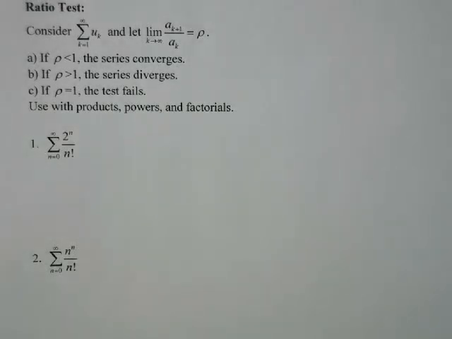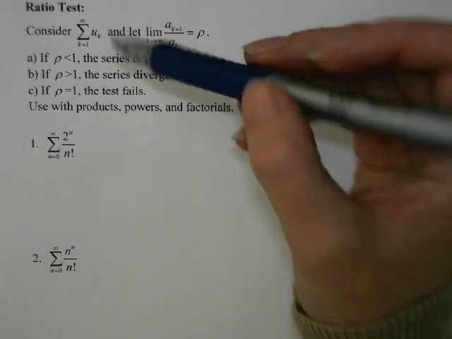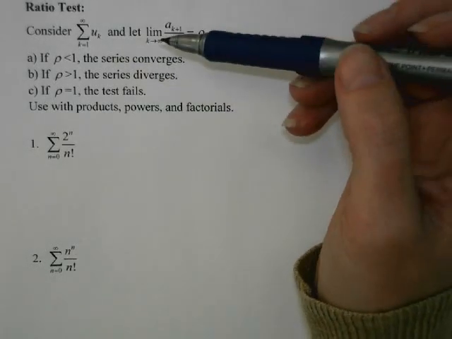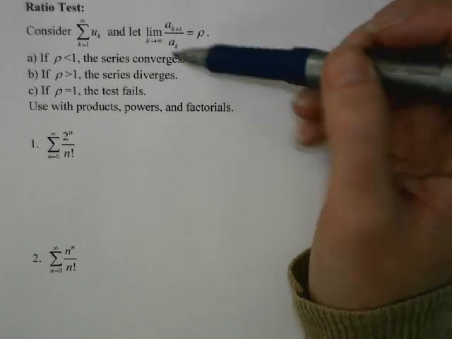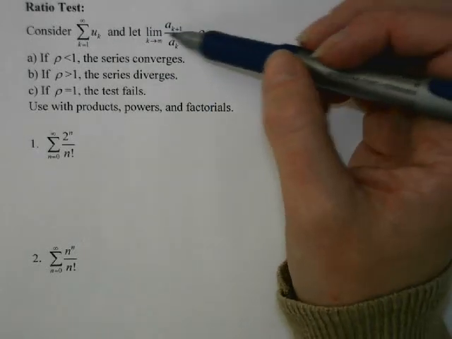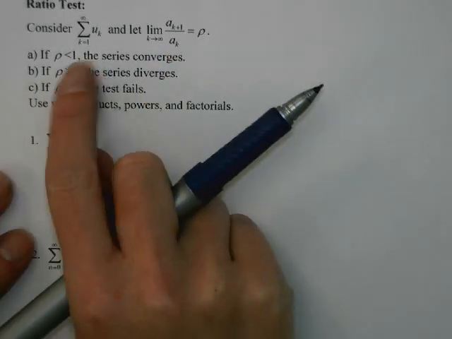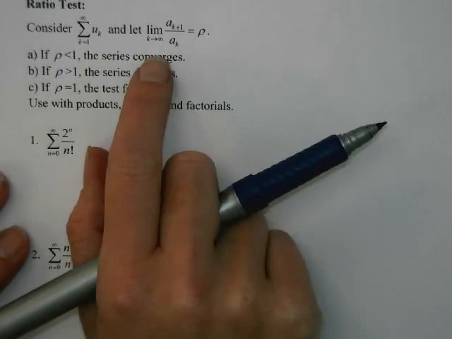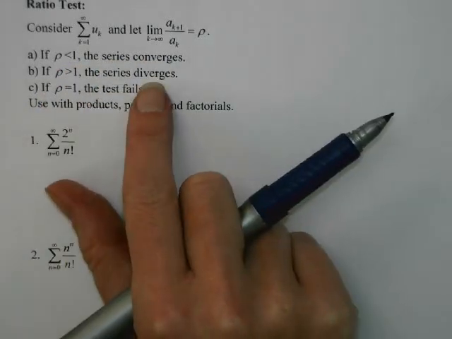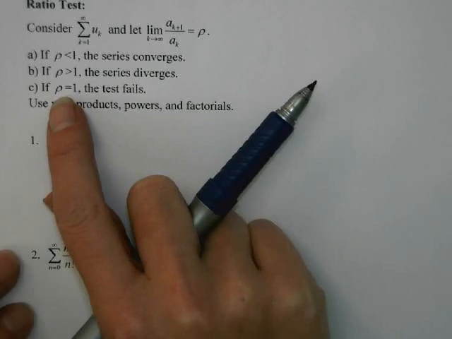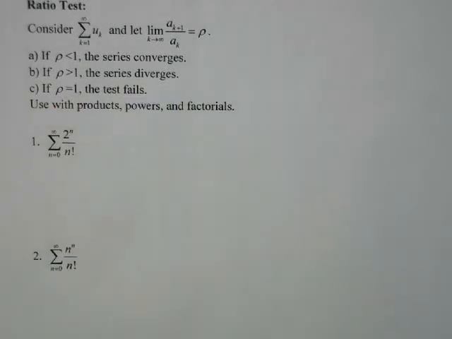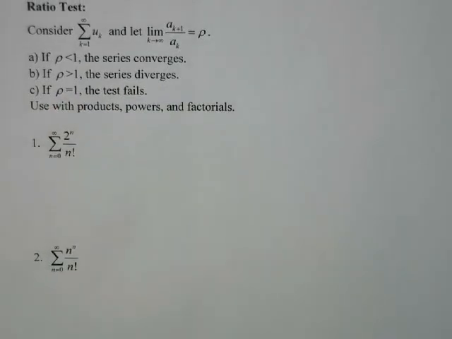Next, we have the ratio test. The ratio test, we're going to look at not the nth term, but we're going to look at the nth plus 1 term over the nth term. So we're going to take the general term, add 1 to the k, we're going to look at the next term and get that ratio. If that limit is smaller than 1, the series is convergent. If the limit is bigger than 1, the series is divergent. And then if it equals 1, the test fails. We're going to use this with products, powers, and factorials, and as we go through the examples, you'll see why.